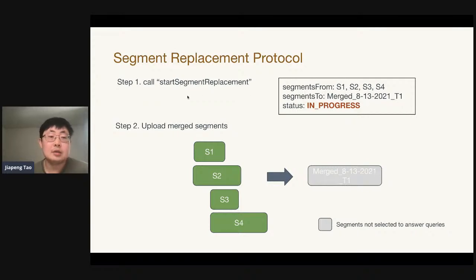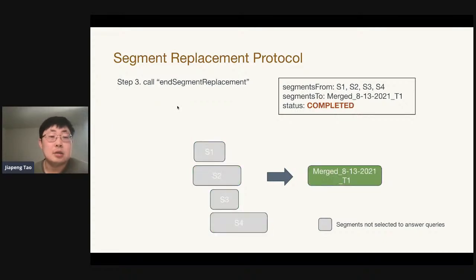After that, the minion will upload the merged segments as usual, one by one. And then in the end, the minion will call the end segment replacement API. What it does is set the status from in progress to completed. Right now, from the broker's point of view, the queries are routed to the segments in the to list. In this case, it will route to the merged segments, but will not route to the original segments.